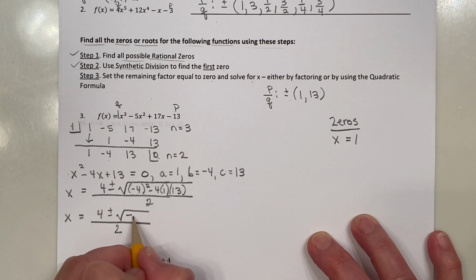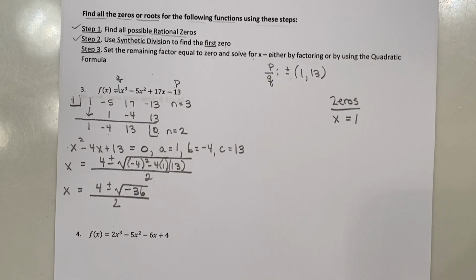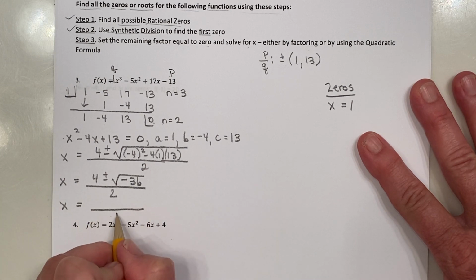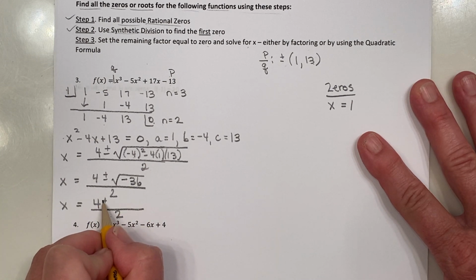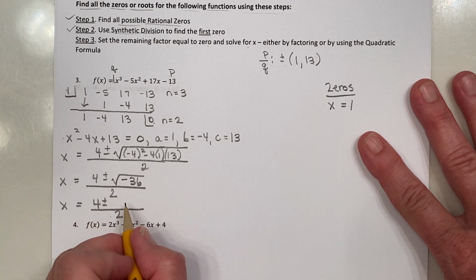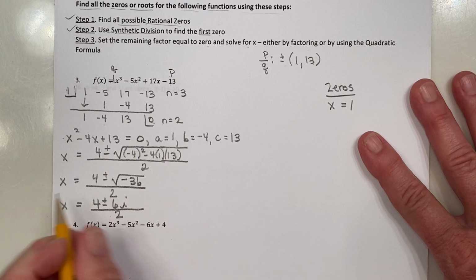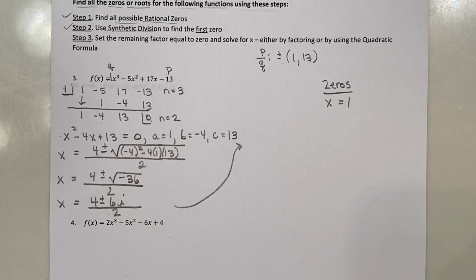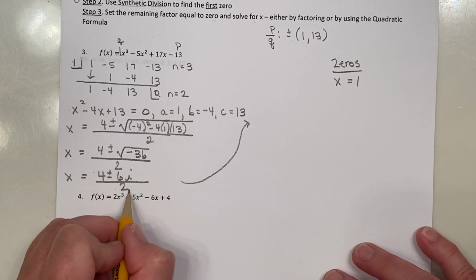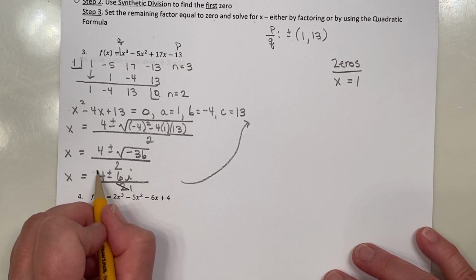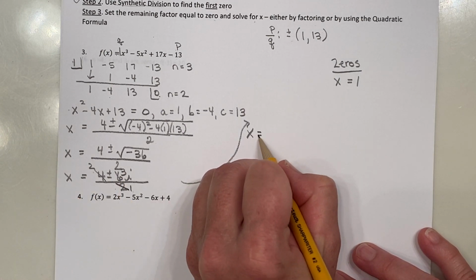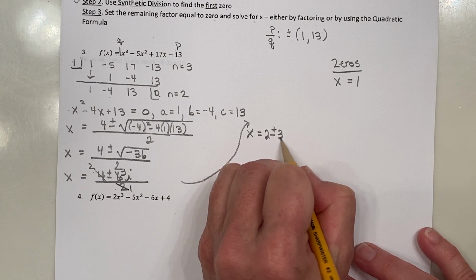16 minus 52. I think we've seen this one. Negative 36. I know this will produce an I, and then if our attention focuses on the square root of 36, that's just 6, so 6I. I see that 2, 4, and 6 all can be divided by 2, so 2 divides into 2 once. That leaves a 2 here and a 3 here. So we get x equals 2 plus or minus 3I.